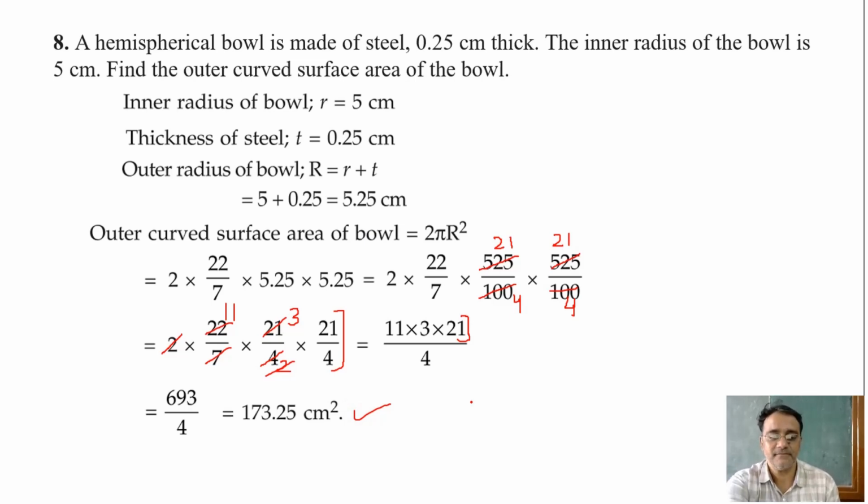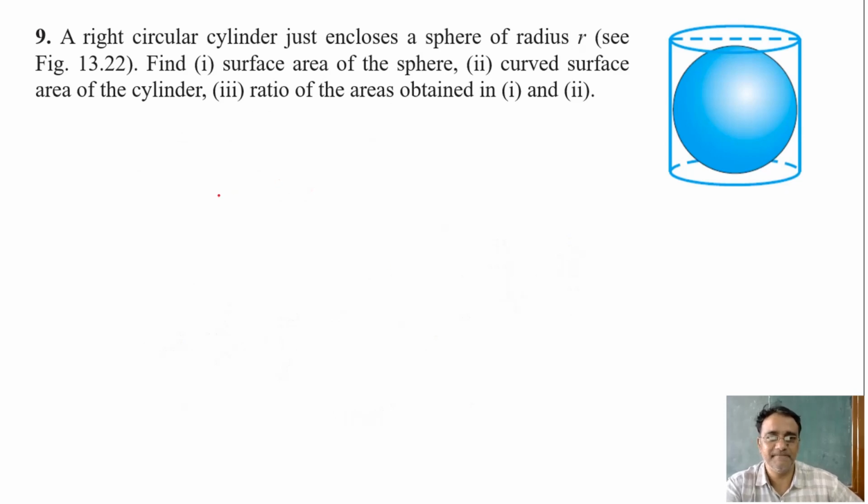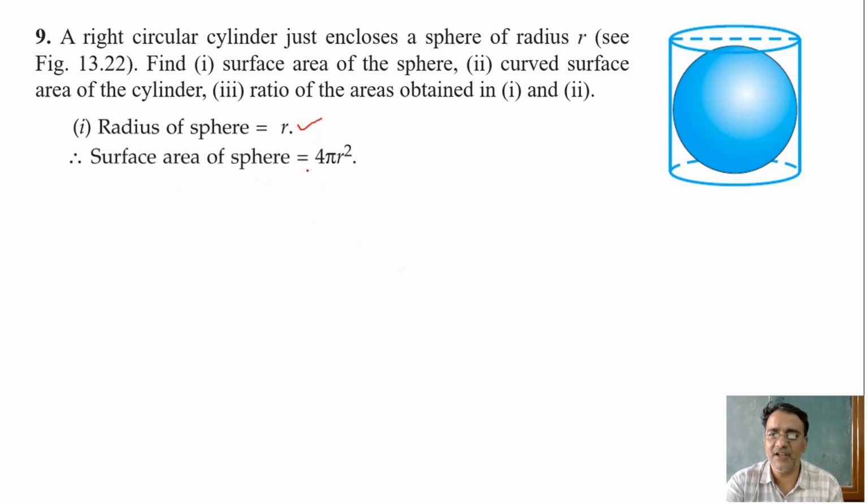Any doubt in this question? No, sir. Okay, now we are moving towards the last question of the exercise, that is the 9th question. A right circular cylinder just encloses a sphere of radius r. See this figure. This is the diameter of the sphere and this is the diameter of the cylinder also. So if the radius of the sphere is r, the radius of the cylinder is also r, and this is the height of the cylinder. It touches here, this is the top surface. So the height will be equal to the diameter of the sphere. The surface area of the sphere we know is 4 pi r square.